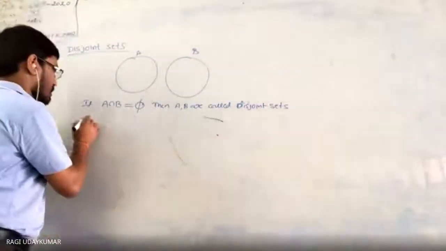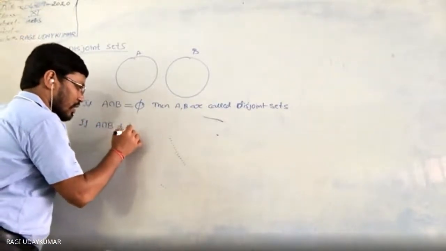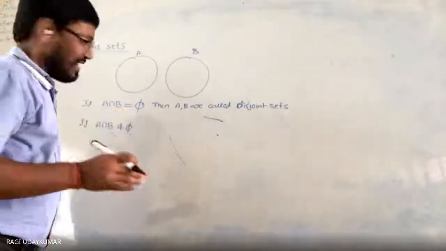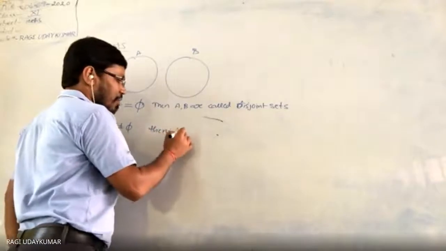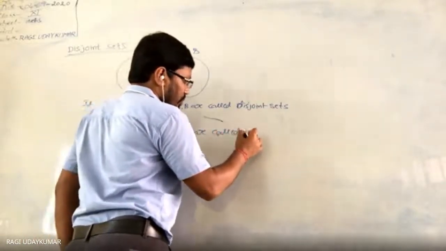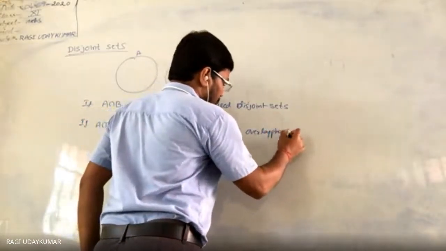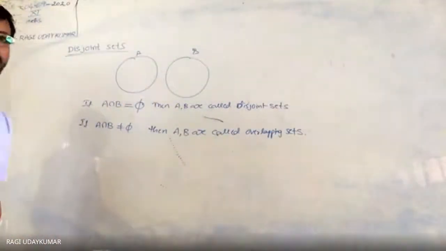Otherwise, if A intersection B is not equal to empty, some common elements are there. We call them joint sets, overlapping. Then A, B are called overlapping sets. These are called overlapping sets.